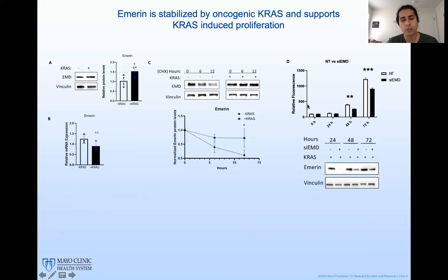Next, we wanted to look at more biological aspects of emerin in these active KRAS cells. We knocked down emerin using siRNA, and we note by the 48 and 72-hour mark, we have significantly decreased the proliferative capacity of these active KRAS cells.